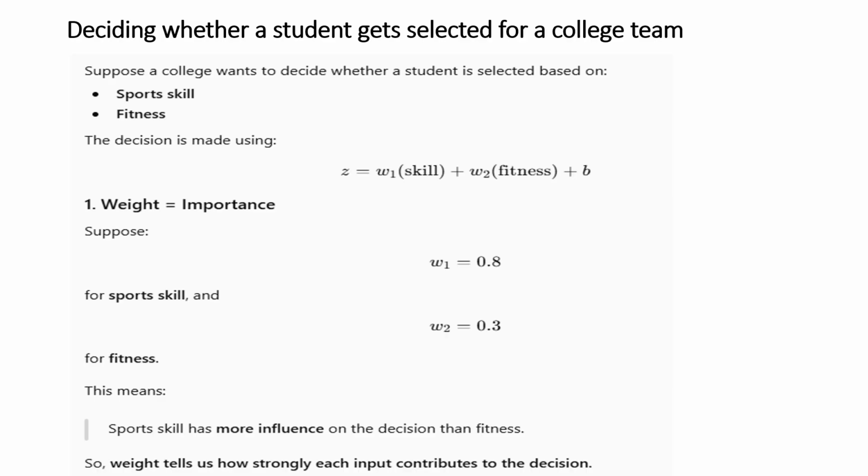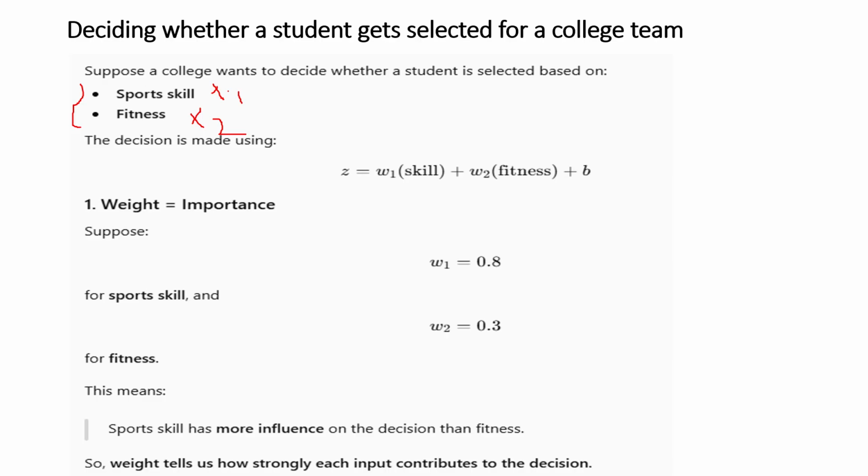Suppose this is your problem, then this is the input to that neural network, that is x1, x2 etc. These are input features in your data set. For example, the input features were sports skill and fitness. So sports skill will be your x1, and fitness will be the second feature, that is x2. These are the inputs to the neural network model, and you get an output like this: z is equal to w1 skill plus w2 fitness plus b.